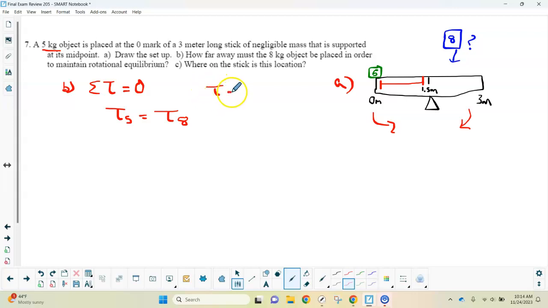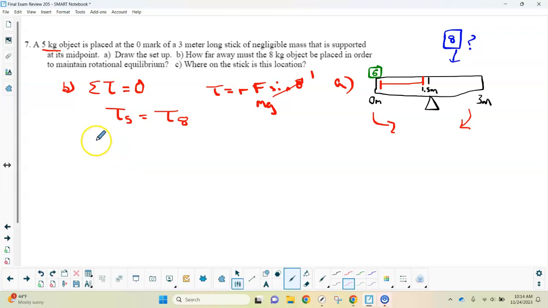We're going to use R F sine theta for this equation. Just reminding you, if everything is balanced, that means that the lever arm is perpendicular to the gravity force, which is straight down. So that's going to be sine of 90, which is going to go to 1. F is mg, because that's the weight of both of them.